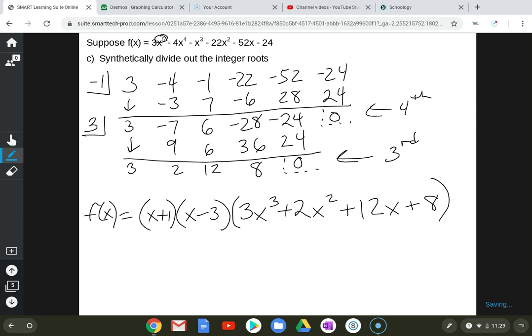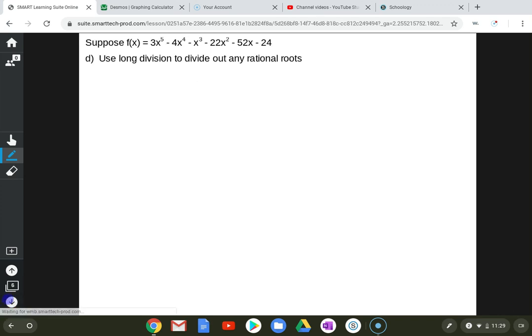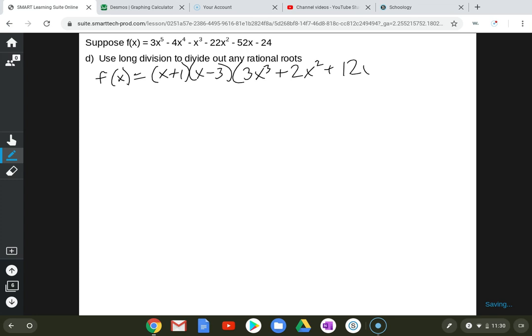All right, and let's see if I can capture this on the next screen. So I have f of x equals x plus 1 times x minus 3 times 3x cubed plus 2x squared plus 12x plus 8. Now, this can actually easily be factored by grouping, but we need to practice long division. So what we're going to do now is use long division to divide out any rational roots.